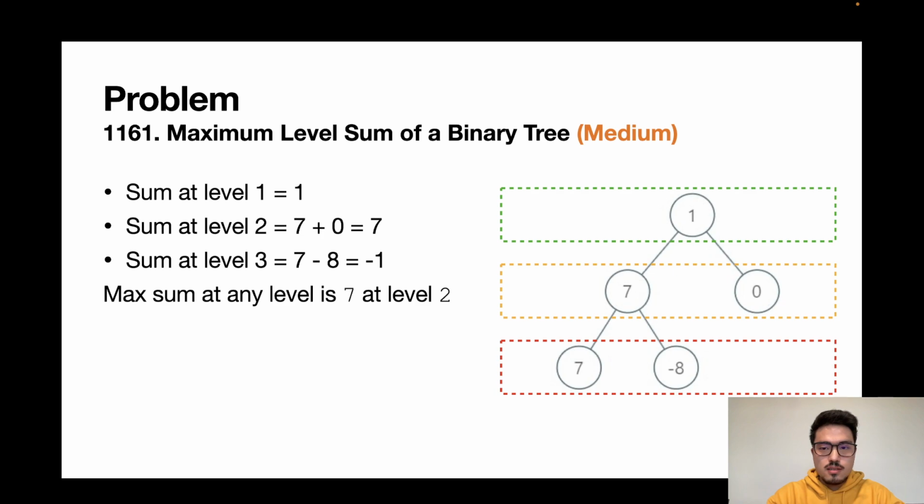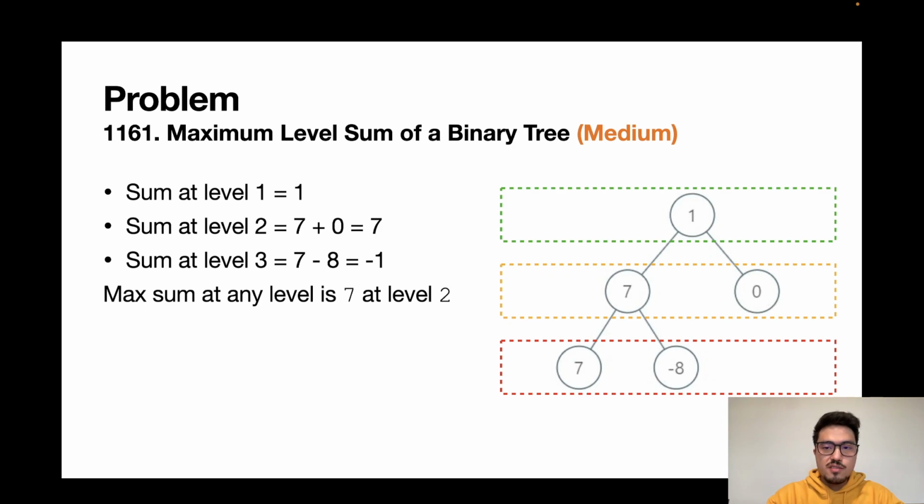what it says is that the tree has multiple levels. The root is at level 1, the root's children are on level 2, and the grandchildren on level 3, and so forth and so on. So you could have a fourth, a fifth, and other levels. So the problem wants to know at which one of these levels has the biggest sum of the values inside the nodes.